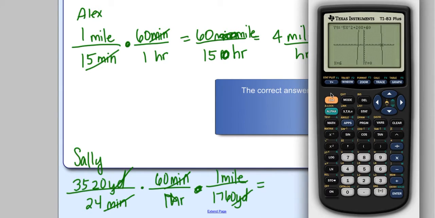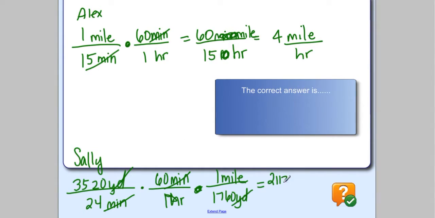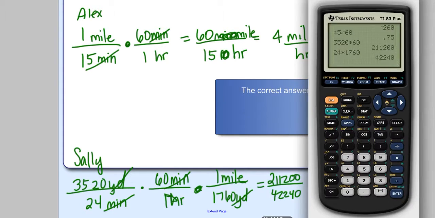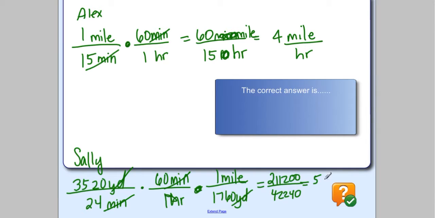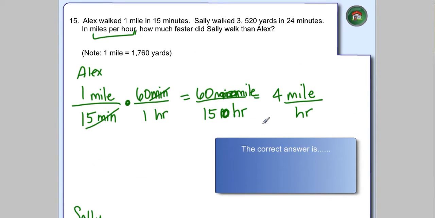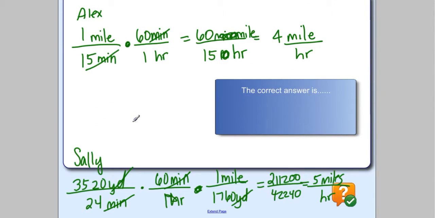So if you did 3,520 times 60, you would get that. And then if you did 24 times 1760, you would get that. And now you would have 2,112 over that. So now you just have to divide those two. If you want to divide by the thing that's above it, you just hit second and answer, and you would get 5. So that is 5 miles in 1 hour, and that works because the units cancel out. So it says, how much faster does Sally walk than Alex? And the answer would be 1 mile per hour.